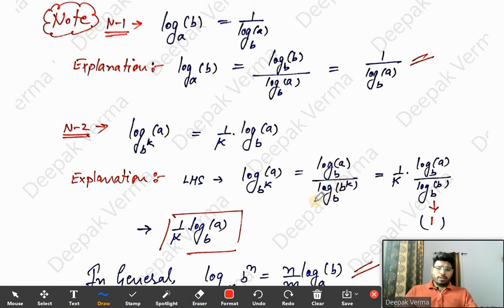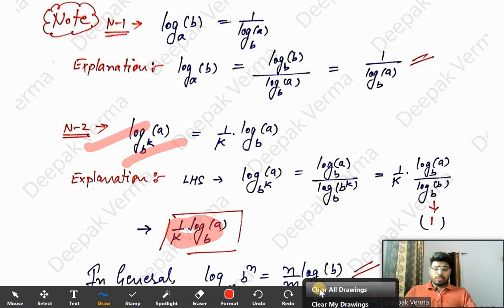So log a base b here. By property, you know that k will come in front of the log. So we get k into log b base b. Again by using the property, log b base b is what? Equal to 1. Is it clear? So we are left with 1 over k log a base b. So this is our property. Remember, this is very important.